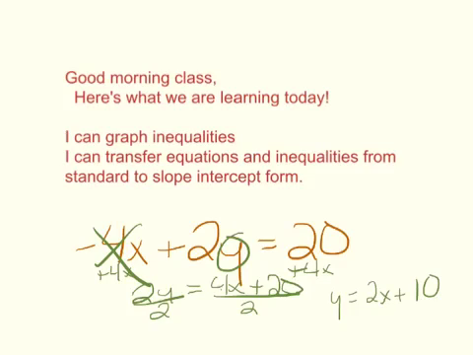That's because 4x divided by 2 is going to be 2x, plus 20 divided by 2 is going to be 10. That's what we end up with from negative 4x plus 2y equals 20 down into our slope-intercept form, y equals 2x plus 10.